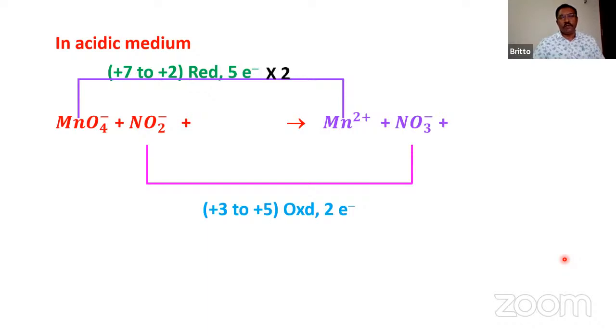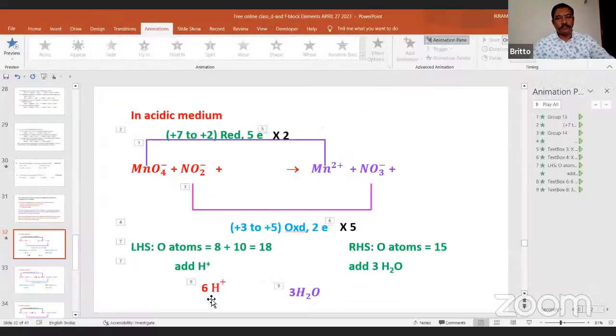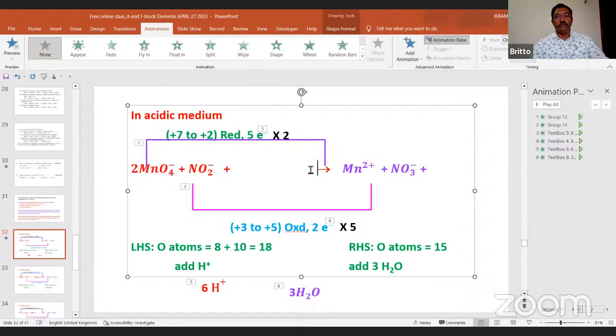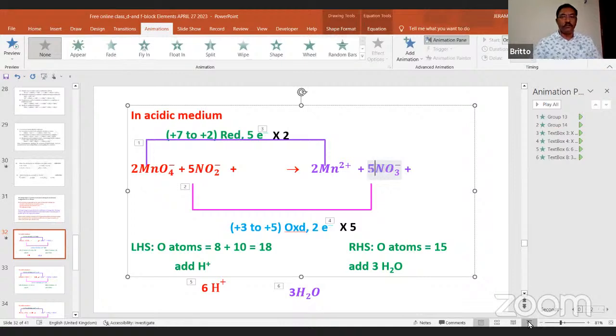If you cross multiply, MnO4 has to be multiplied by 2 and NO2 by 5. So we are going to multiply MnO4 by 2, Mn also by 2, and NO2 by 5, and then NO3 by 5. Okay, now we did that one.